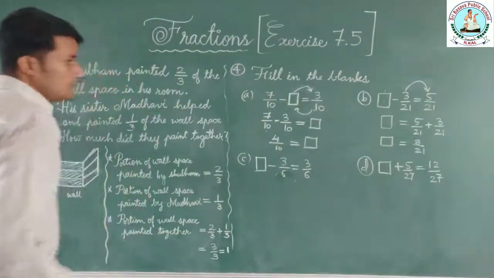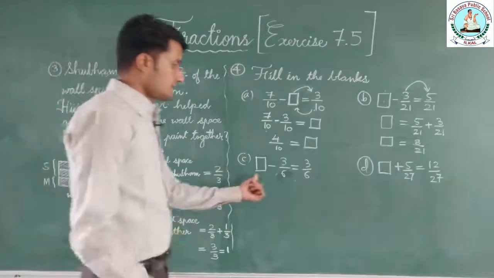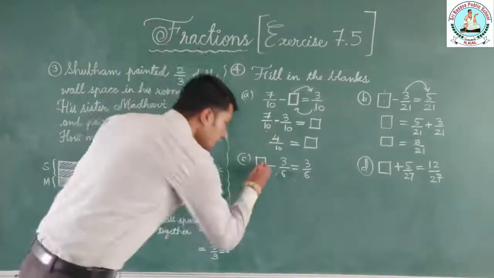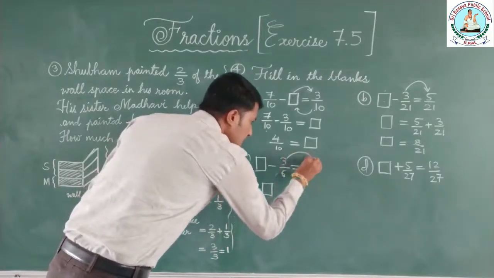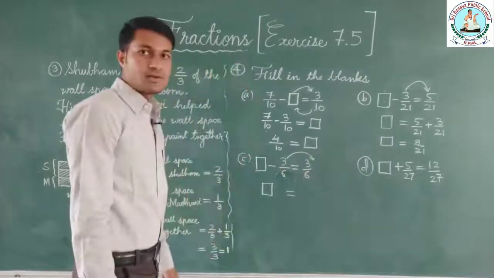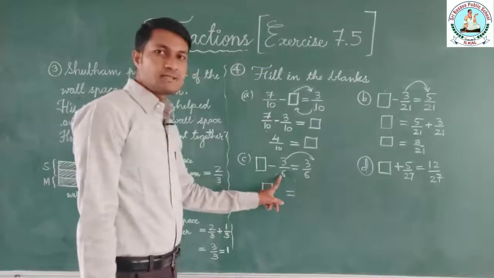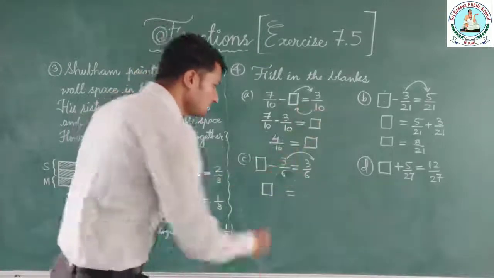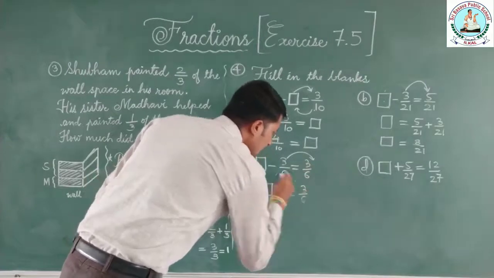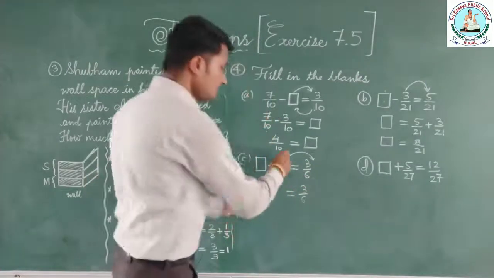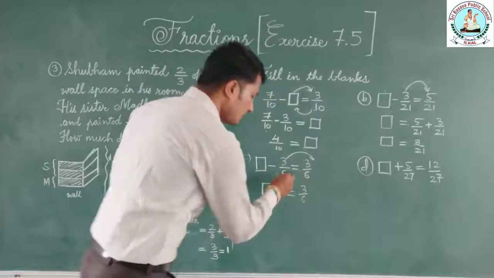Let's go for the next question, that is this. Here also do the same. Keep this empty box here itself and just transpose this 3 divided by 6. Not only 3 by 6, it is negative 3 by 6. So just transpose to the right hand side. So it is already 3 by 6 here. Just write it as it is, and as I said, when it comes from left hand side to right hand side, it will be positive.